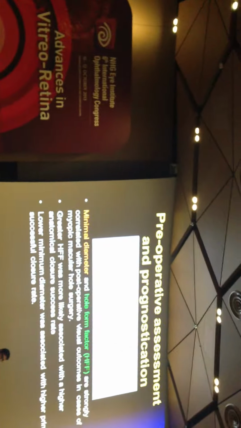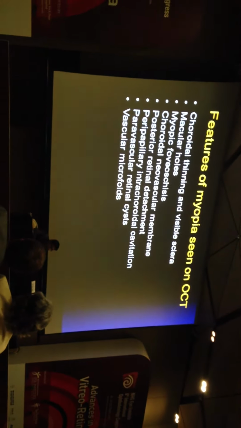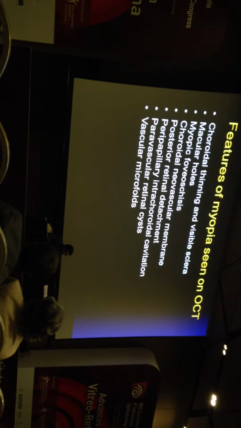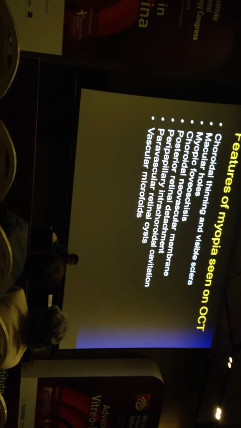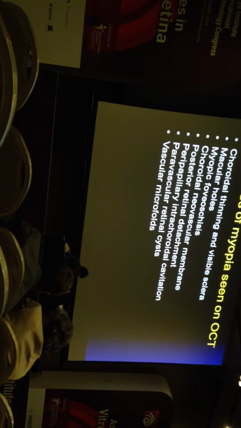One paper has described some measurements, such as the minimum diameter and the hole form factor, which have been shown to correlate very closely with the prognosis for myopic macular hole surgery. Both a higher hole form factor as well as a lower minimum diameter were associated with better primary closure rates. I would like to talk a bit about the various features of the myopic background that we see in OCT. This will include things like choroidal thinning, the presence of macular holes, foveoschisis, and CNV.